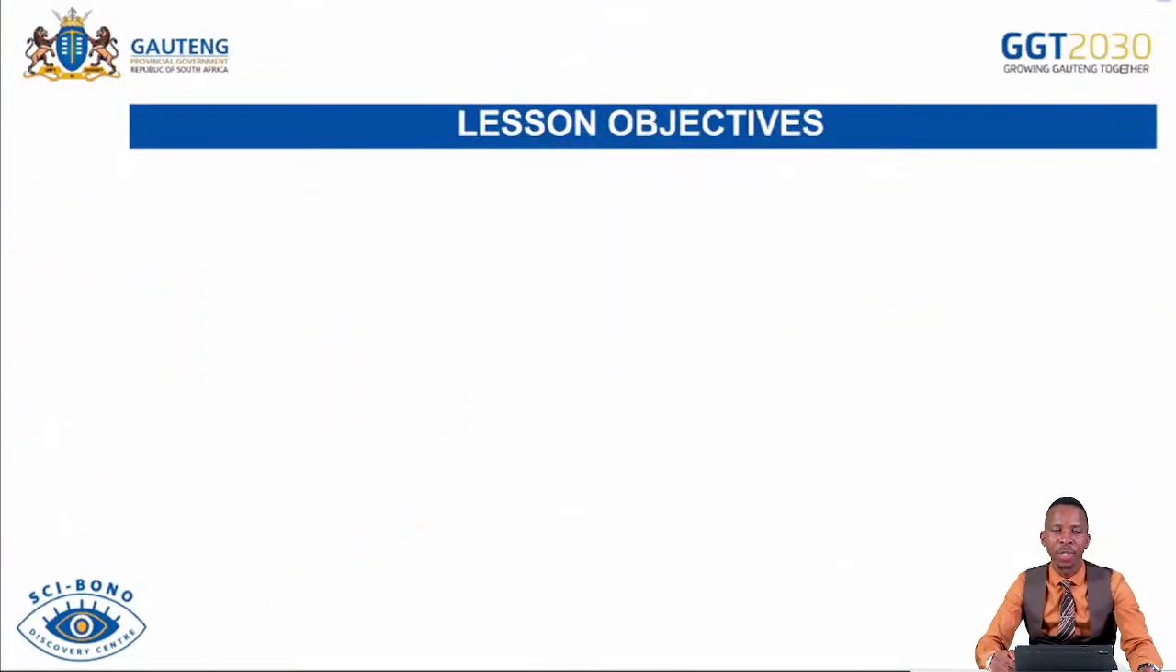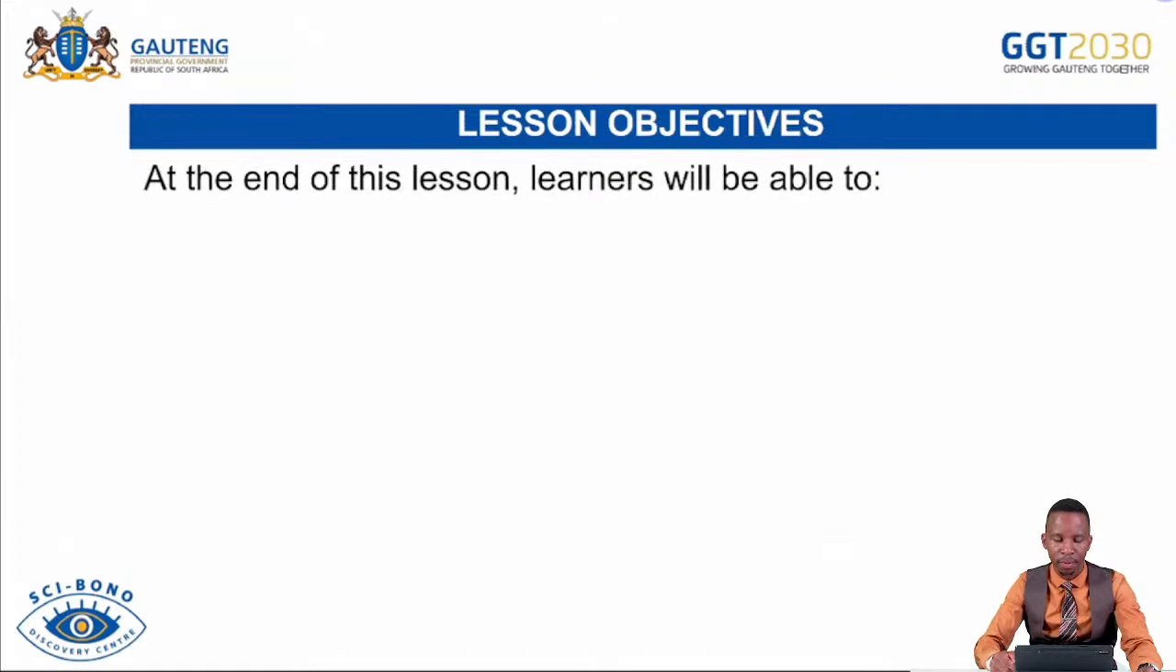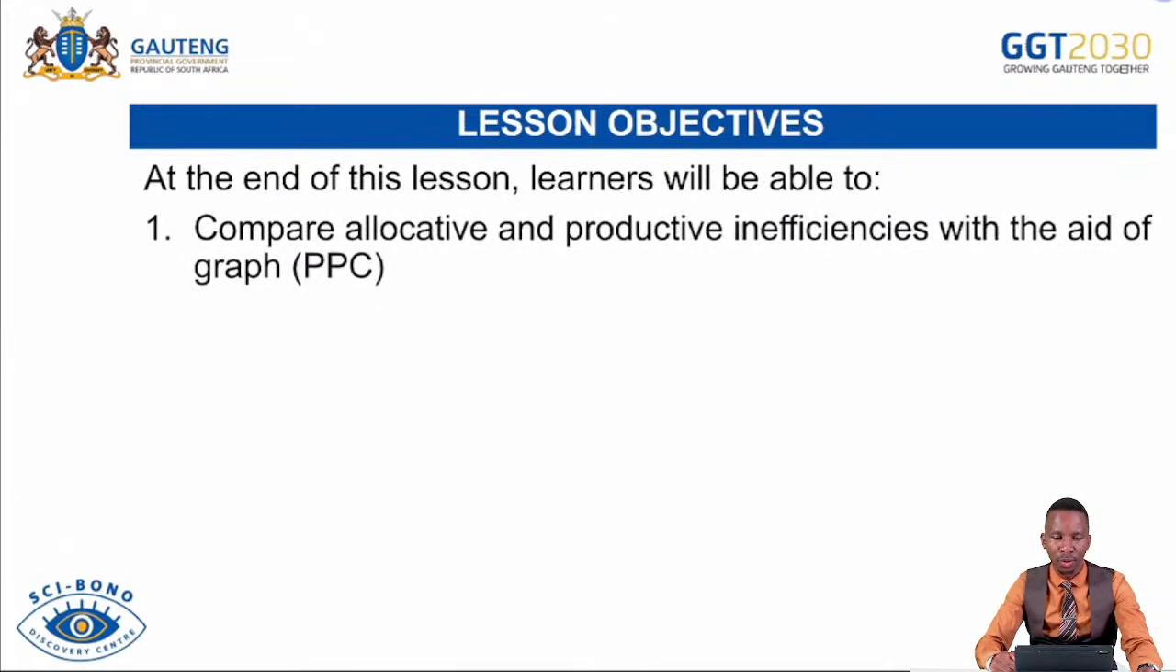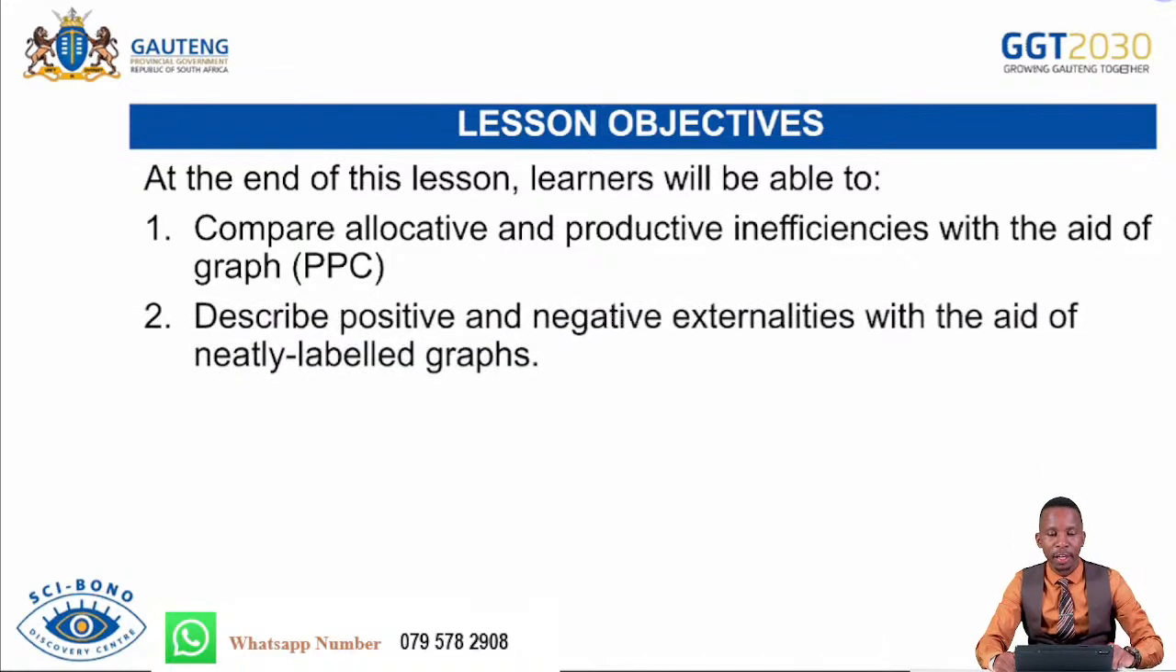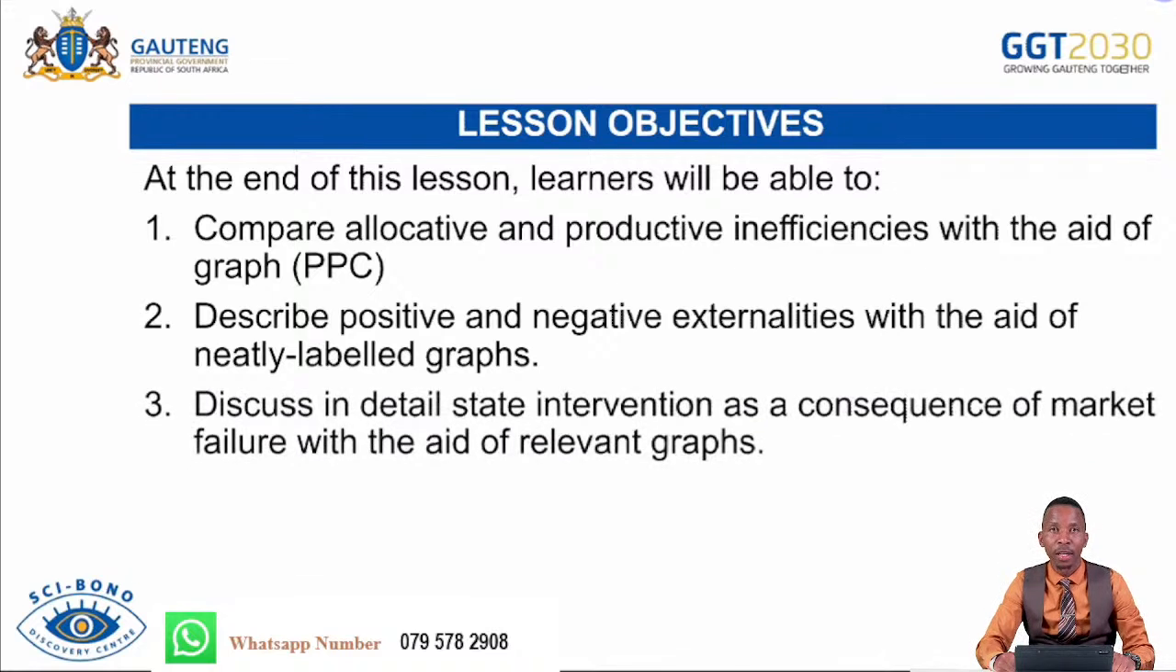So these are the lesson objectives that will be achieved during the course of this lesson. You will be able to compare allocative and productive inefficiencies with the aid of the graph, which is the PPC. The lesson will allow you to describe positive and negative externalities with the aid of well-labeled and explained graphs. The lesson will also allow you to discuss in detail state intervention as a consequence of market failure with the aid of relevant graphs.